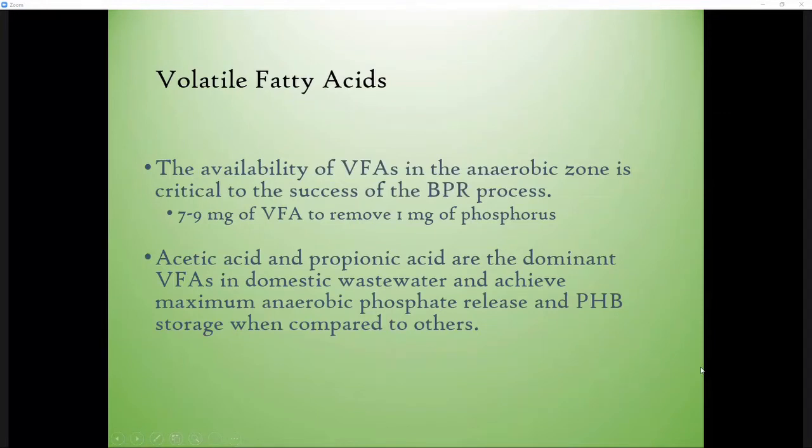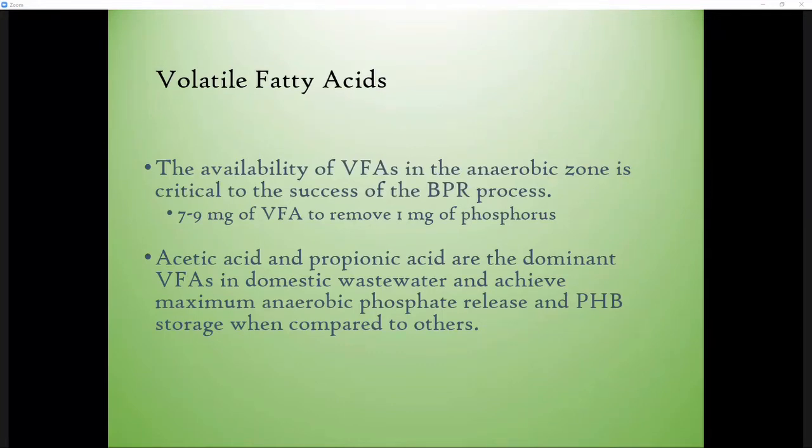So volatile fatty acids are critical. You have to have them in an anaerobic zone. The reason why you need to have enough carbon is because you have to have enough bacteria to break down those organic materials so they can produce the VFAs. That's why carbon is so important. And so we need to have at least 7 to 9 milligrams of VFAs to remove 1 milligram of phosphorus.